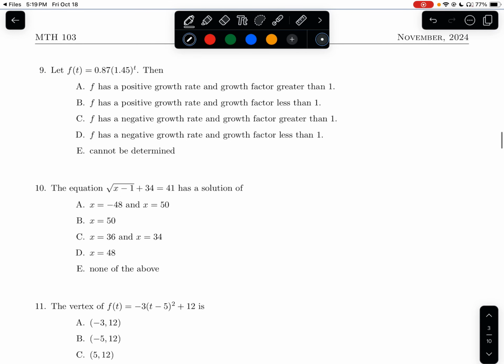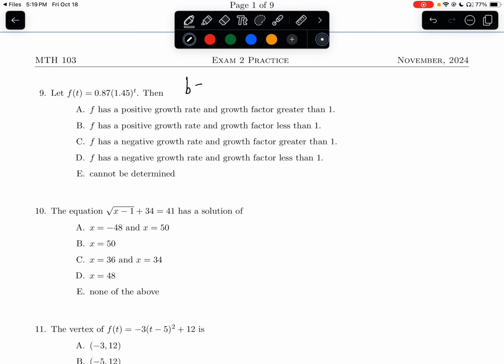Okay, this function, what can we say about it? Well, the growth factor b is 1.45, which is greater than 1. That should be clear, right? It's 1.45. So it's greater than 1. So it's not b or d, because those are both saying that it's less than 1, and it's not. So we can immediately rule those out.